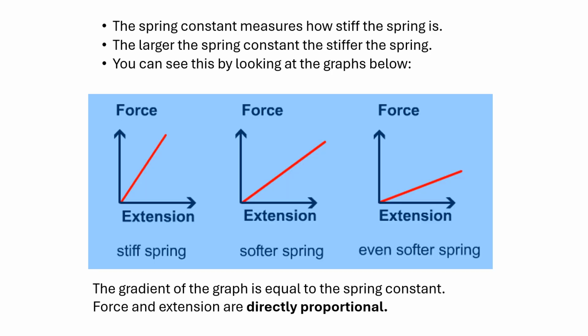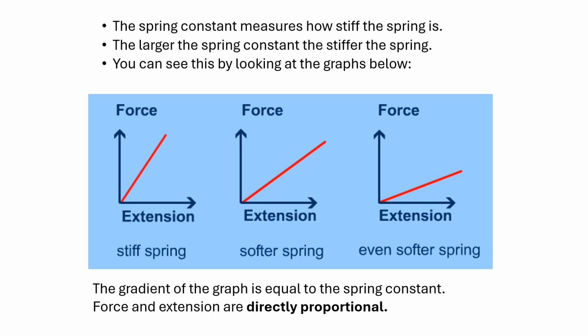When you plot a graph of this, you will find that you get a straight line. That straight line should go through the origin. That tells you that the force and the extension are directly proportional. But the gradient of the line also tells you something about the spring.